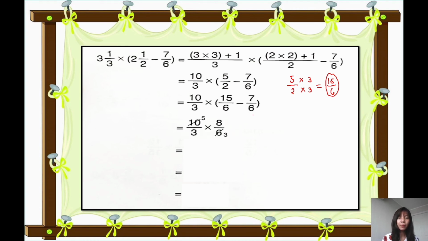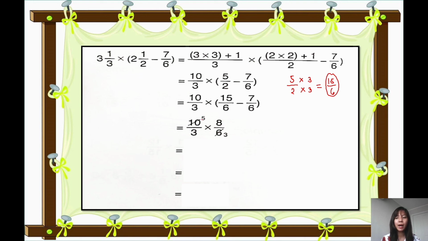So we have 10 over 3, which is this one, times, and then subtract this one here, 15 minus 7, 8, copy 6. And then we cancel this out because they have a common number divisible to each of them. So 10 and 6, the divisible number is 2. 10 divided by 2 is 5. 6 divided by 2 is 3. Okay? To make this fraction simpler, alright?